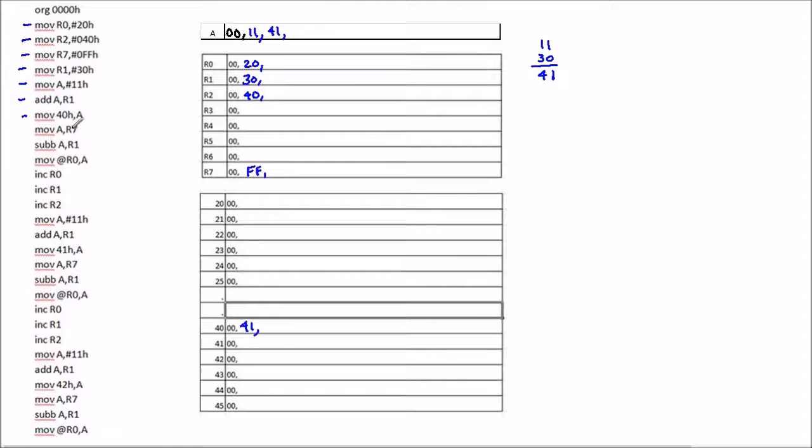We're going to take the contents of R7 and move it into the accumulator. R7 has FF, so we're going to move FF into the accumulator. We're going to subtract the contents of R1 from the contents of the accumulator. So the contents of the accumulator is FF. The contents of R1 is 30. So F minus 0 is just F. F, which is like 15. 15 minus 3 is 12. 12 in hex is C. So my accumulator is now going to have CF in it.